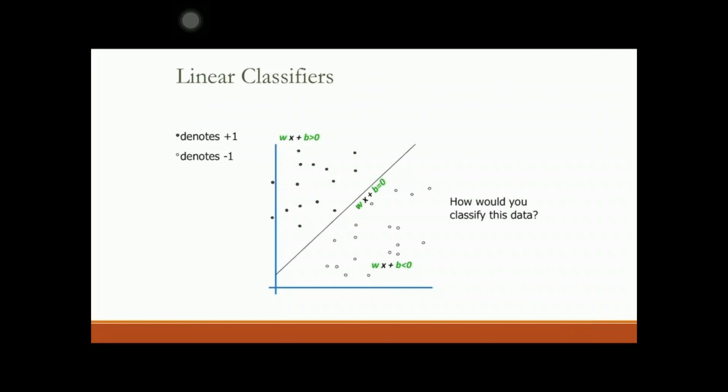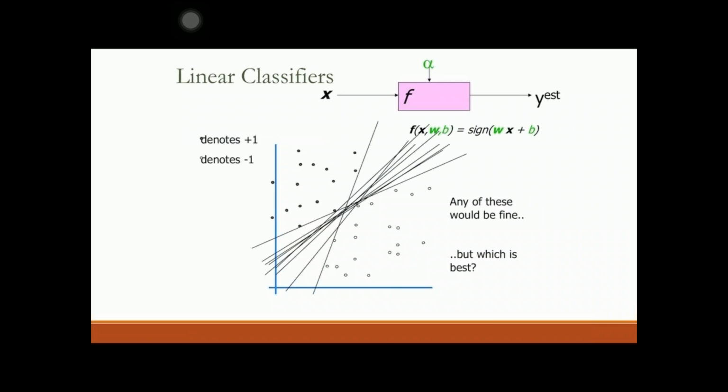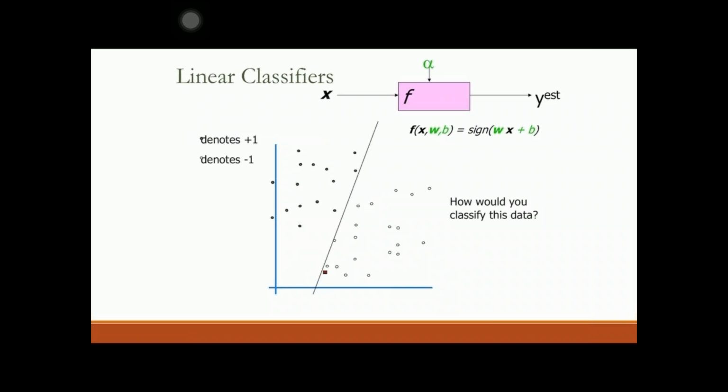Yeah. So basically, this is what I was referring to. Let's say your black points are positive, and the white points are negative. Okay. So this is how you want to separate the line, separate the data. You see, there can be infinite lines, right? But which is the best one?